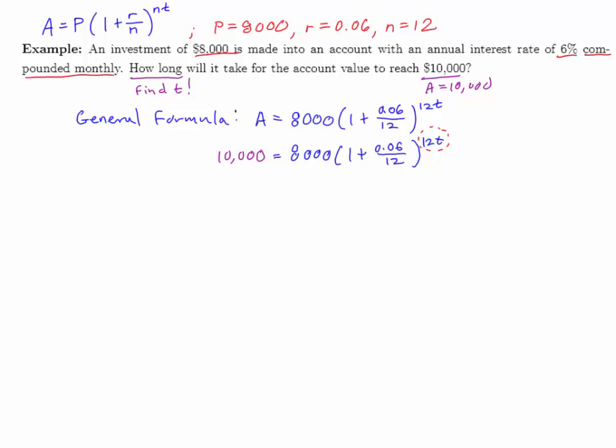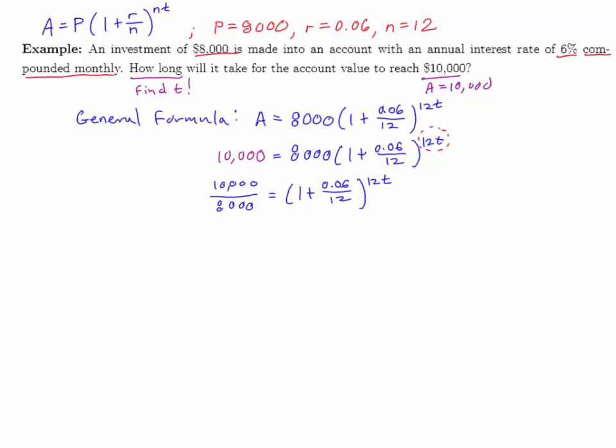And to do so, we're going to first want to isolate the part of this expression on the right-hand side that contains that variable in the exponent. So we're going to want to divide each side by that 8,000 as our first step. So we'll have 10,000 divided by 8,000 on the left-hand side. And on that right-hand side, we'll have 1 plus 0.06 divided by 12, all raised to the 12t.